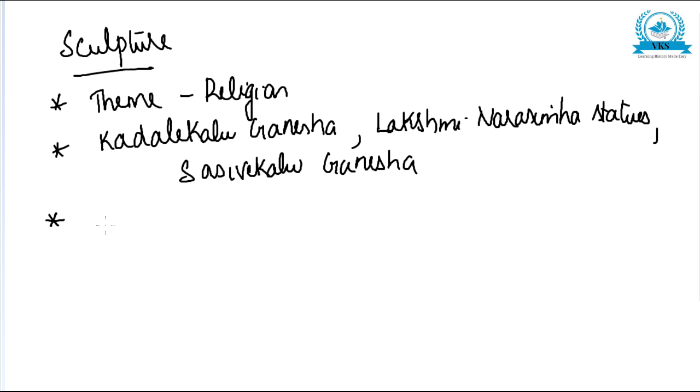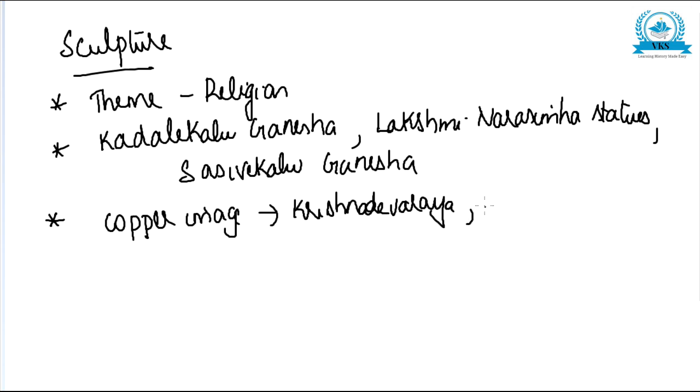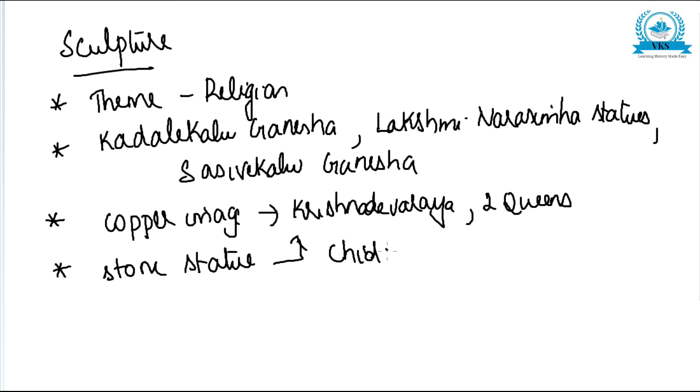Now the copper image of Krishnadevaraya and his two queens. There was a copper image of the king Krishnadevaraya standing with his two queens, which is another important statue. And there was also another stone statue of Krishnadevaraya found at Chidambaram. All these were the important sculptures done during that time.